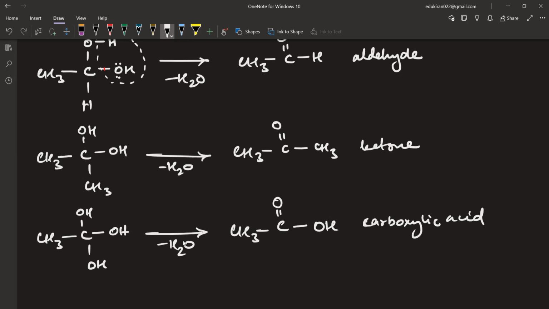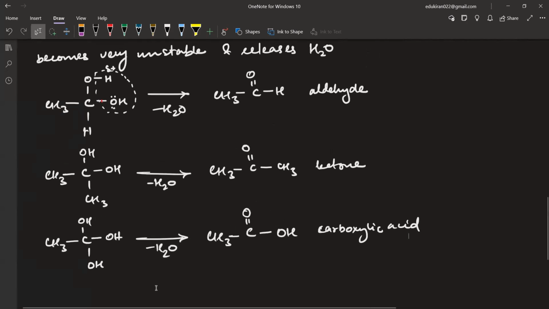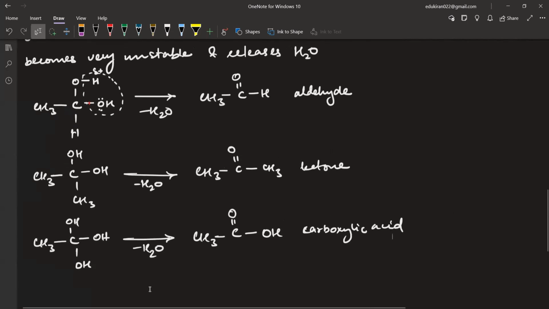Okay, so one thing that you have to remember, whenever you form a gem diol, water will leave. Okay, water will leave. Please write this down. Then we'll move on to the methods of preparation of alcohols.